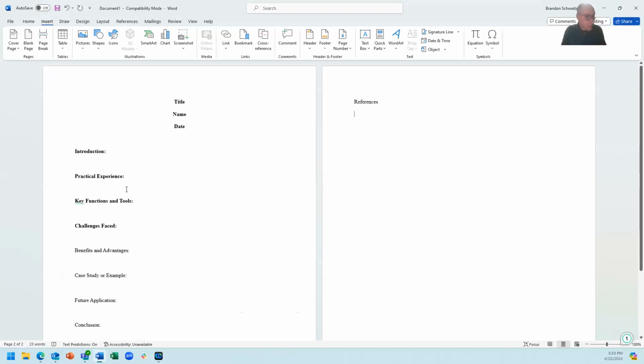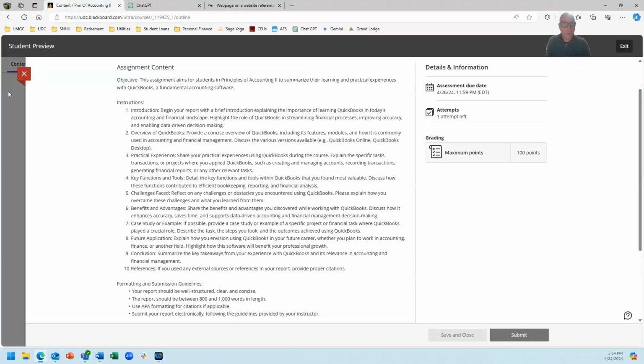Okay, so that's the approach that I would use for writing the paper. Again, the paper doesn't have to be that long, a couple pages, right? So that's my recommendation. Okay, so that's the paper. Let's move on to the final exam.